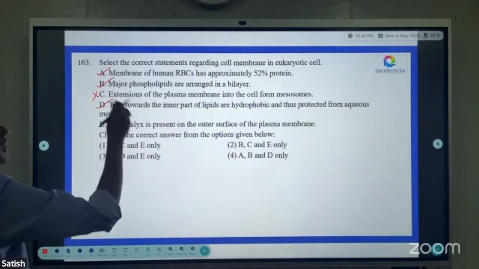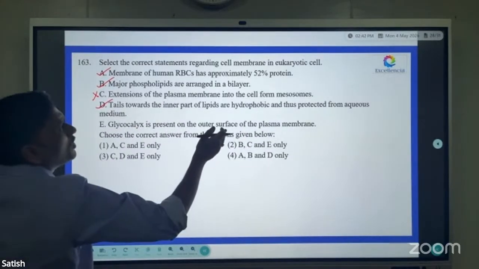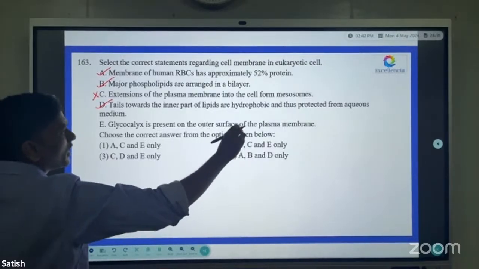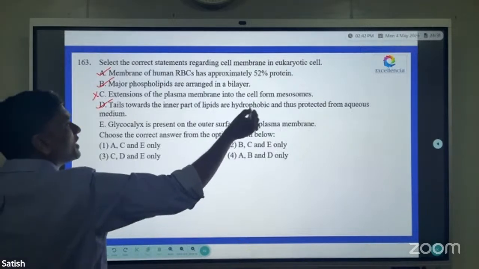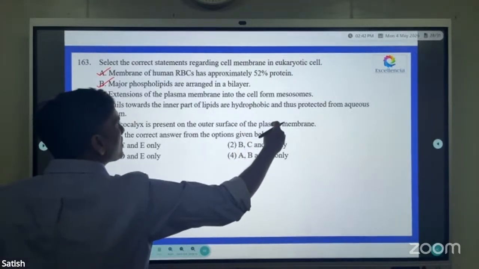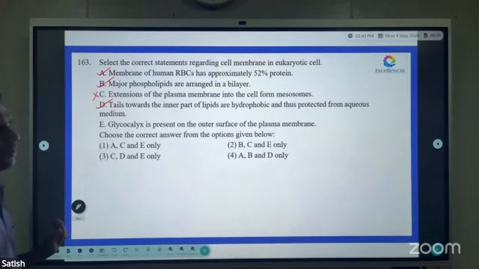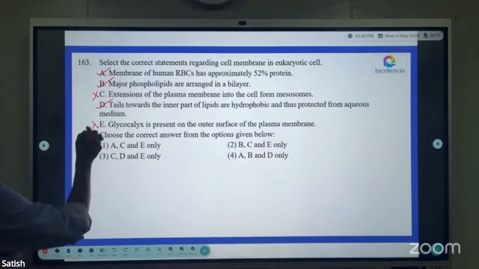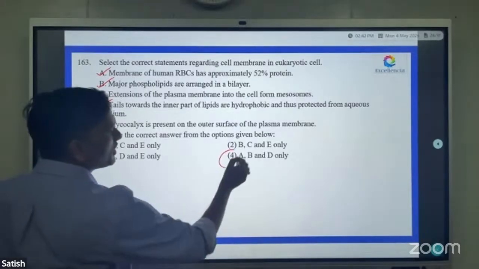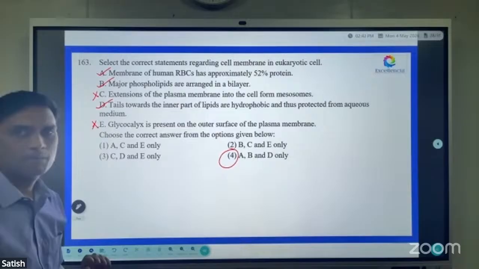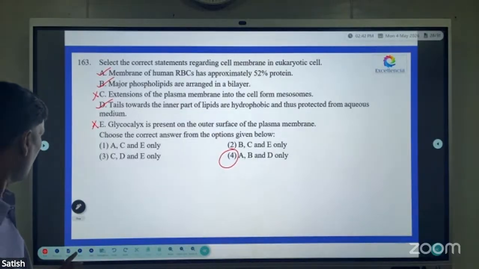Glycocalyx is present on the outer surface. No, there is no glycocalyx in eukaryotic cell. It is mainly found in the prokaryotic cell, and it is mainly present on the outer surface of the plasma membrane of prokaryotes, not eukaryotes. So it is wrong statement. So the answer for 163, A, B, and D only. Fourth option is the right answer.